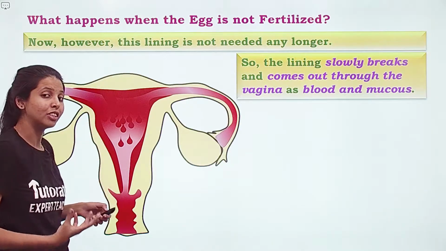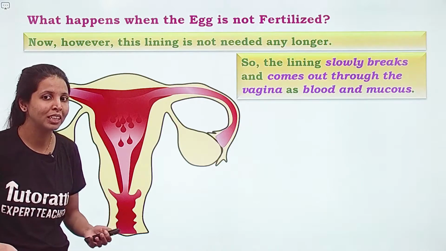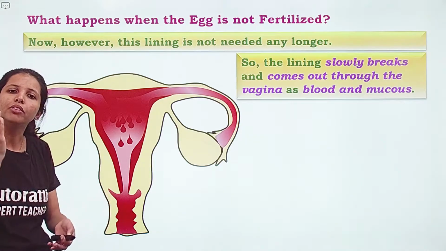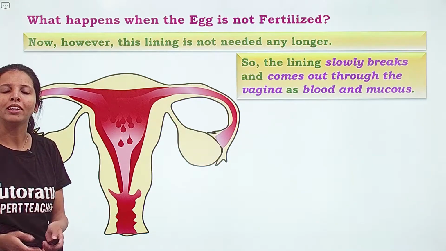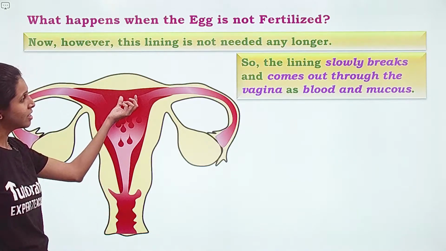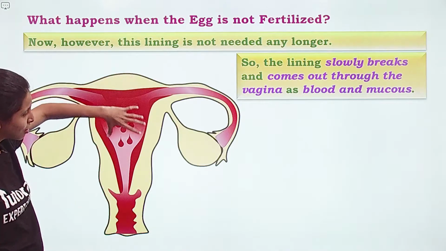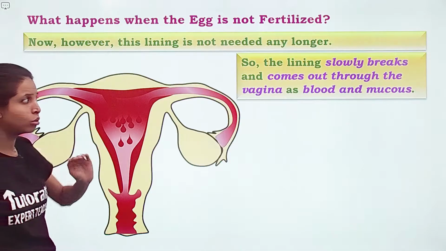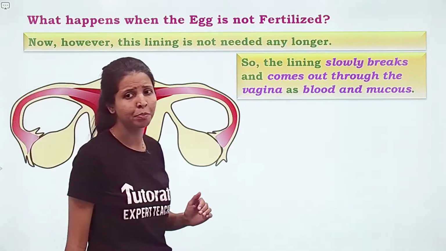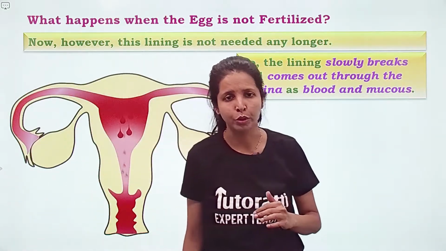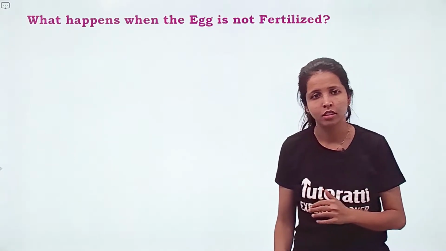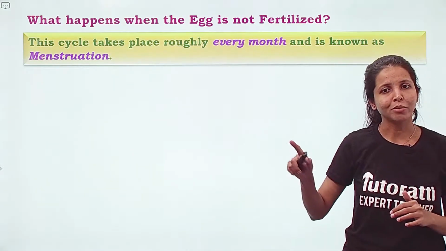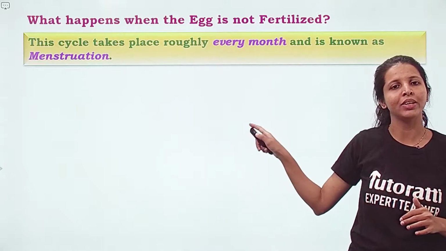अगर कोई फर्टिलाइज्ड एग था तो नरिशमेंट के लिए ज़रूरी थी. यस, पर अभी फर्टिलाइज्ड एग है ही नहीं तो लाइनिंग की ज़रूरत नहीं है. This lining is going to break and slowly it is going to come out through the vagina as blood and as mucus. This cycle बच्चा हर महीना यही होता है.